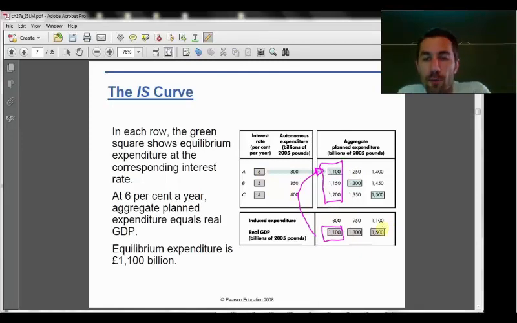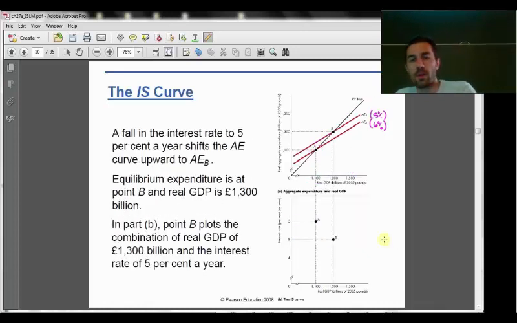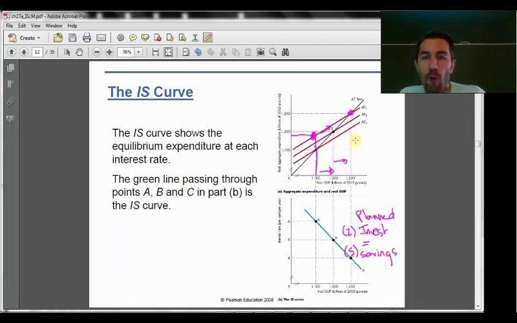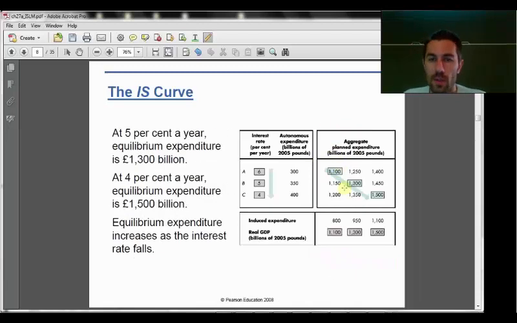Same thing happens if we look instead at a real GDP value of 1,300. So 1,300 at 6%, that's AEA. At 6% with 1,300 as our level of GDP, we have some level of output, call it 1,175 or something. What do they call it? They call it 1,250, sorry. So my estimate was out.